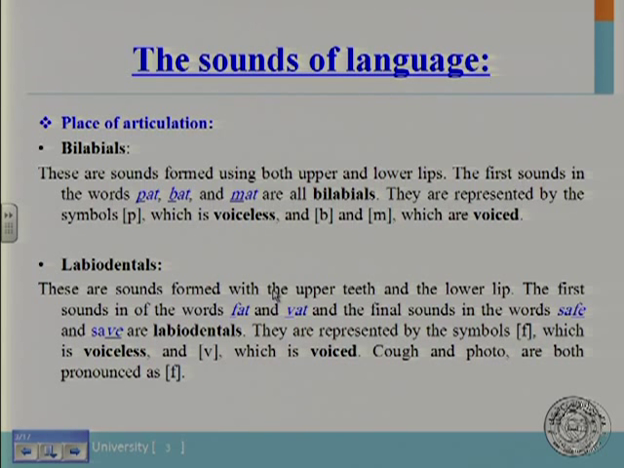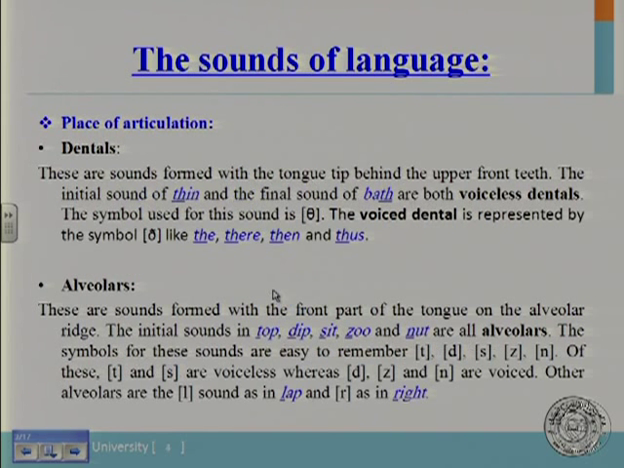Now let us take a look at these two words, cuff and photo. The first one, cuff, ends with GH, two combined letters, G and H. But the pronunciation of these two is only f. The second one, photo, begins with PH, and this PH also is pronounced as f. And of course these two sounds are voiceless.